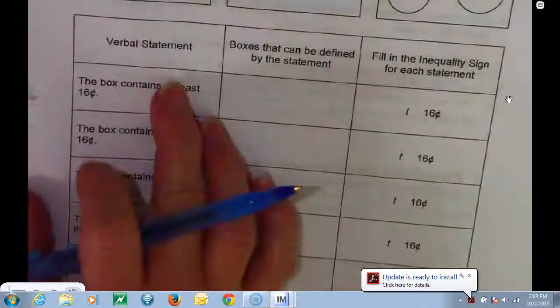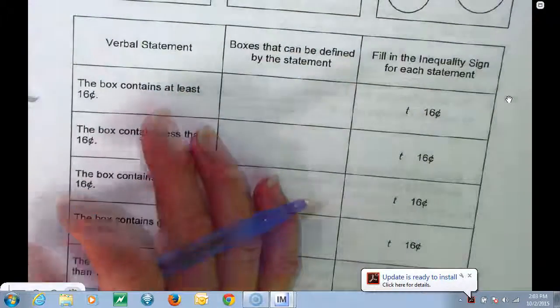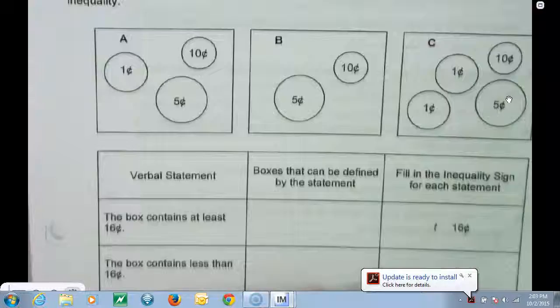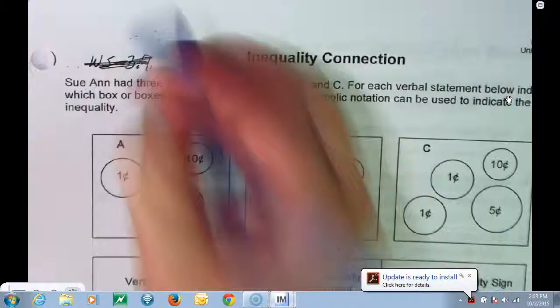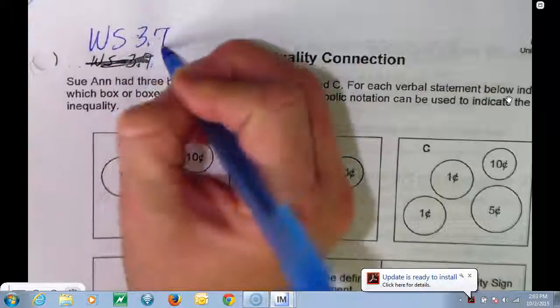Okay, now, guys, I marked this out, and then I meant to put it back, and I forgot before we ran it off. It is worksheet 3.7.